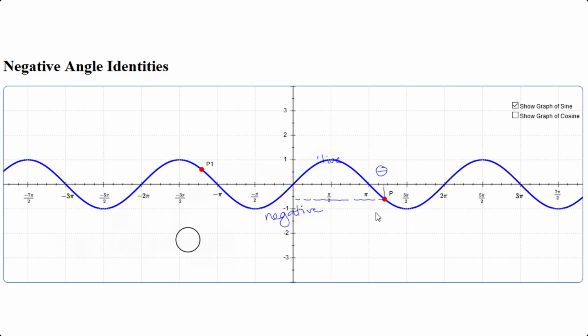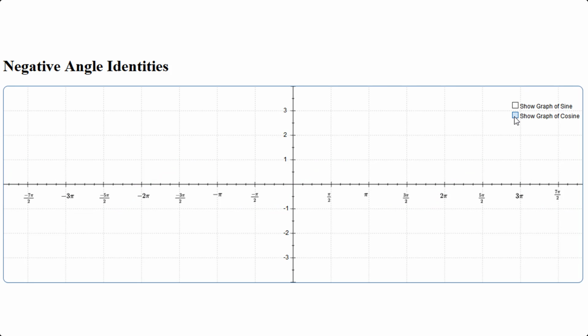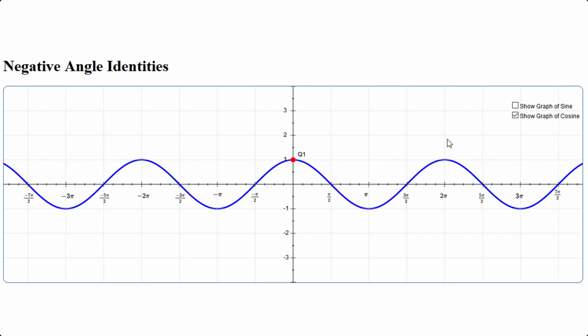All right, let me show you cosine then. So cosine works similarly, but it has a different type of symmetry. It has a symmetry about the y-axis. And so what that means is you have the exact same image of the graph on the right-hand side of the y-axis as the left-hand side.